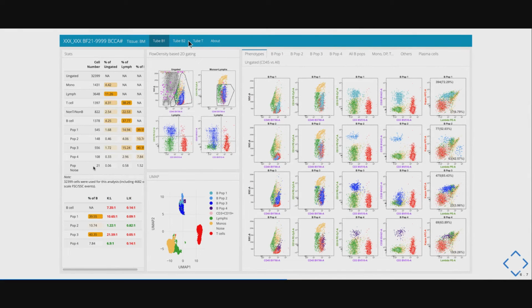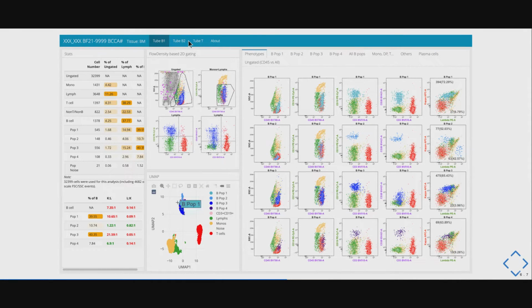Let's focus on the B1 tube. The left side shows all the stats; the proportions and the ratios are shown here. The middle part shows the initial gating steps and UMAP plots for the major lymphocyte populations. And the detailed immune phenotype is displayed in traditional bivariate scatter plots on the right.